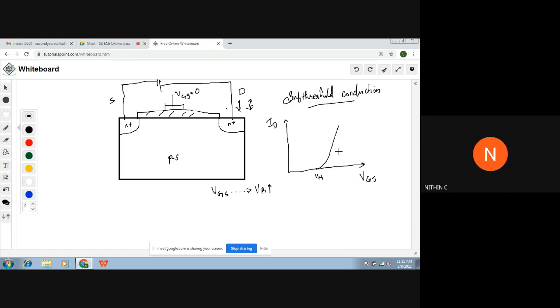ഇനി ഇതുമായിട്ട് ബന്ധപ്പെട്ടതാണ് നമുക്ക്, this is actually not sub-threshold conduction. ഈ പറഞ്ഞിരിക്കുന്ന sub-threshold conduction അല്ല. This was actually the transfer characteristics, the graph between ID and VGS. ഈ sub-threshold conduction എന്ന് പറഞ്ഞാൽ, I hope you remember the inversion figure, the energy band diagram. I hope you remember the energy band diagram.